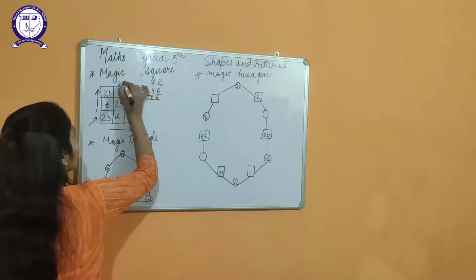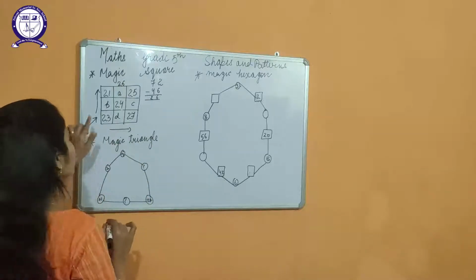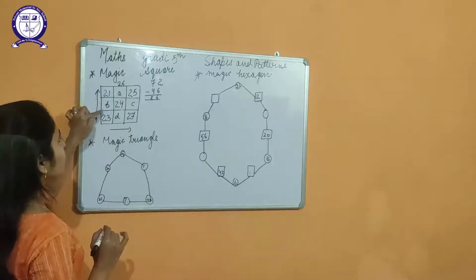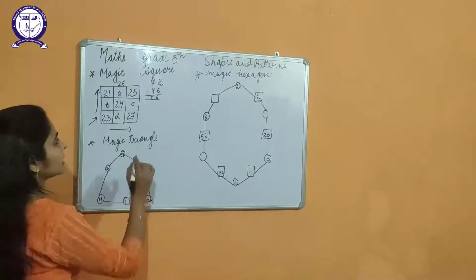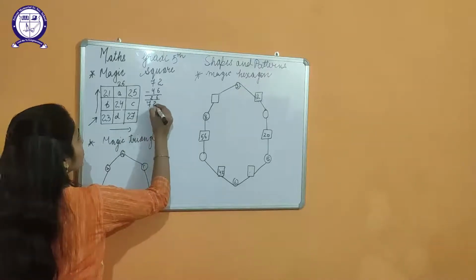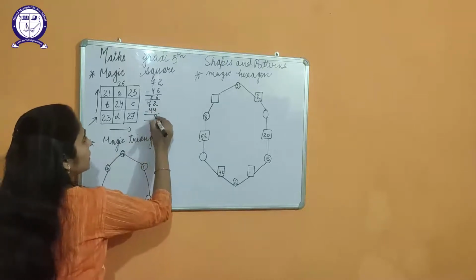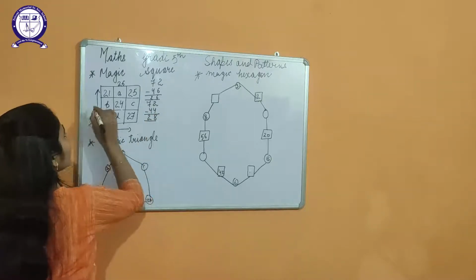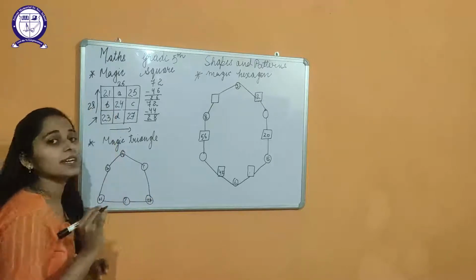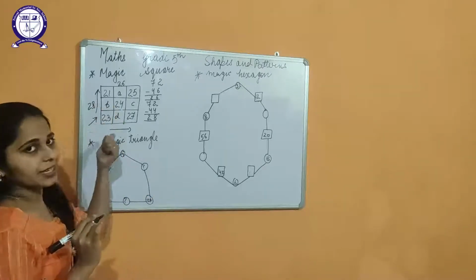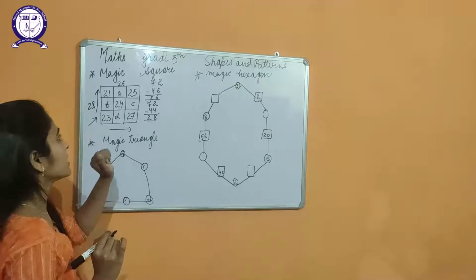So in the A part, what will be the answer? 26, students. For this B, 21 plus B plus 23 will also be 72. So 21 plus 23 will be 44. So the answer will be 28. So B will be equal to 28. So at the place of B, 28 will be there, at the place of A, 26 will be there.